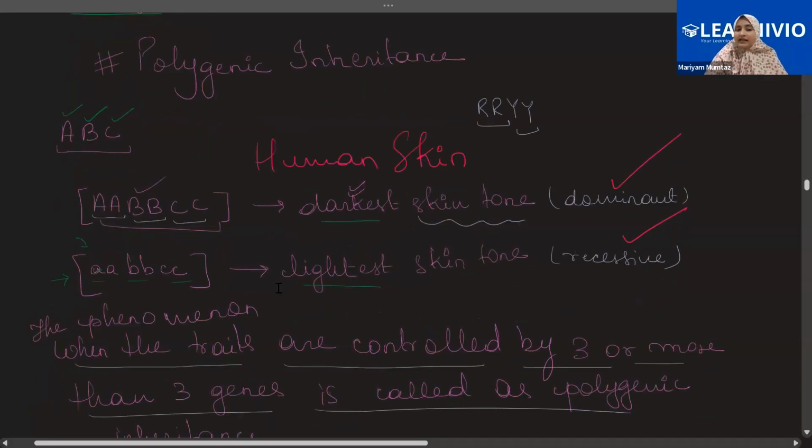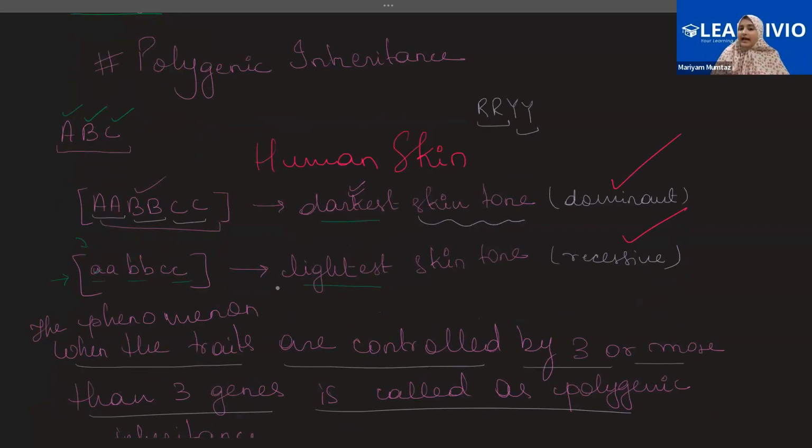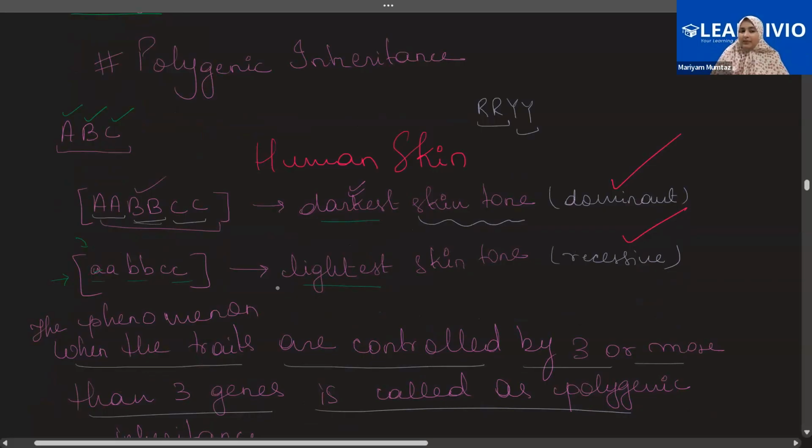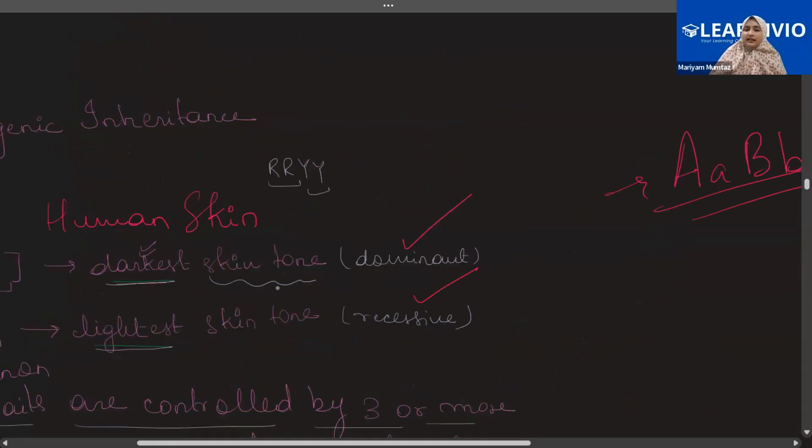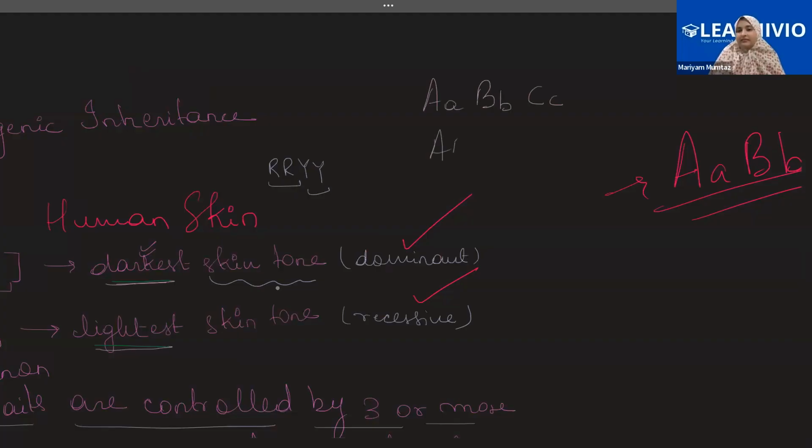It is controlled by three genes or three traits: capital A, capital B, and capital C. The human that has capital A, capital B, capital C, meaning all the dominant alleles, would have the darkest skin tone. And the ones that have the most recessive alleles will get the lightest skin tone. But then again, there can be humans with other combinations also, isn't it? There can be this type also, isn't it?